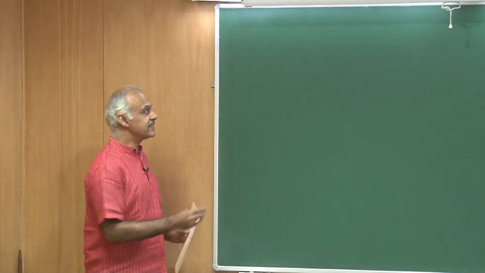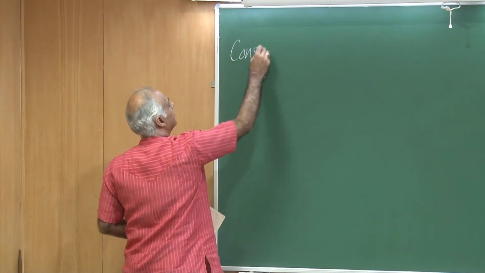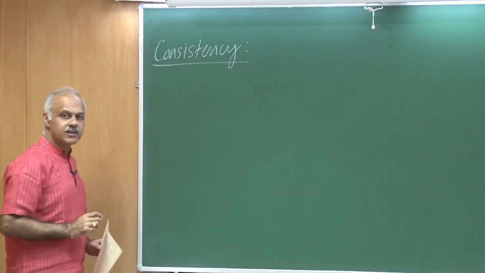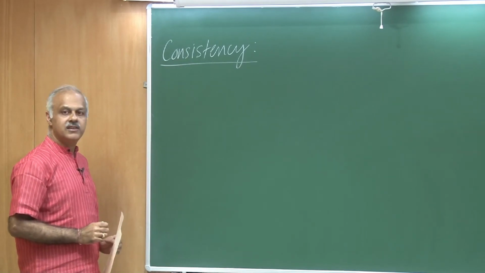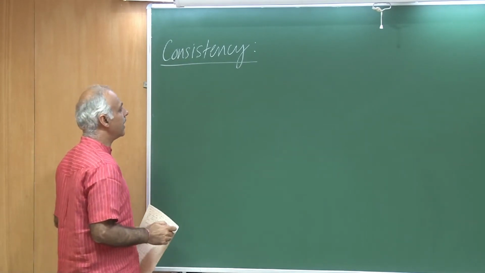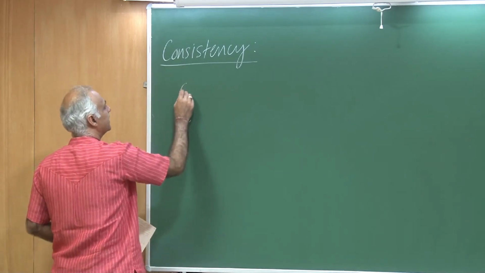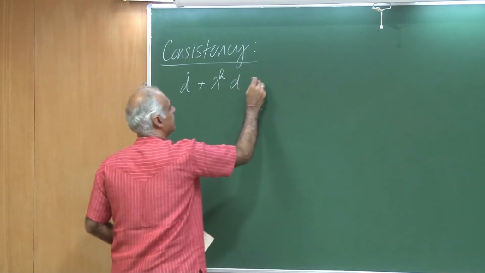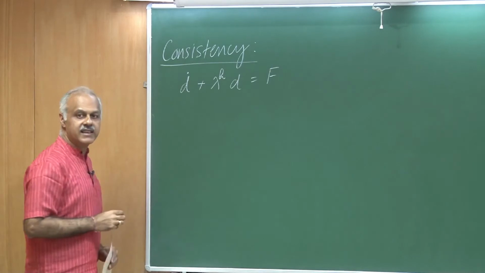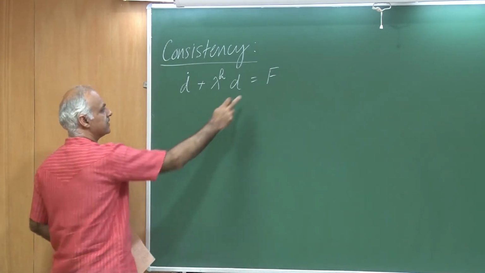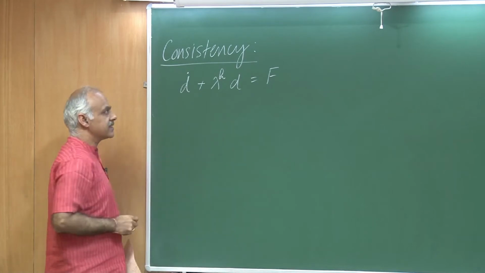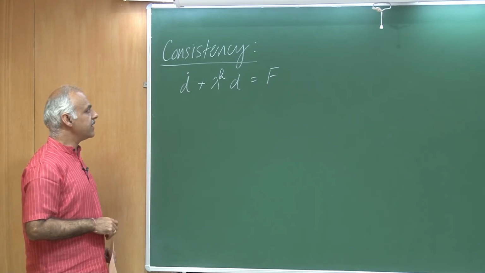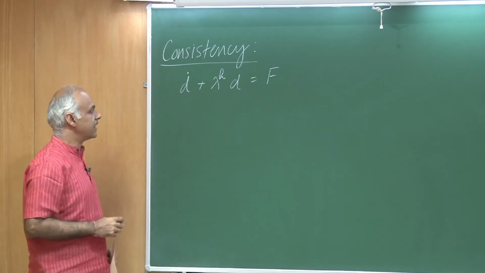So, let us look at the consistency properties. And we will focus on the generalized trapezoidal method. So, let us look at our single degree of freedom toy problem. So, we will consider d dot plus lambda h d equal to f. This is a single degree of freedom problem, where f is some kind of a forcing, lambda h, as we discussed in the last session, is an eigenvalue, and d is the displacement. Dot here denotes it is a time derivative.